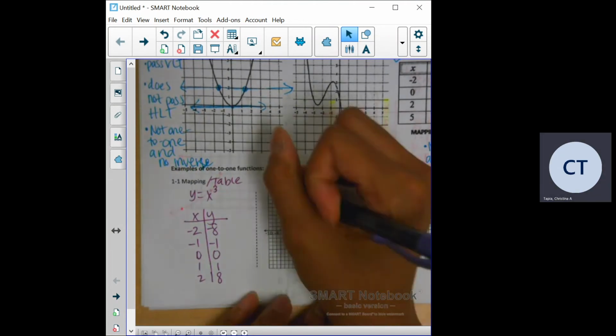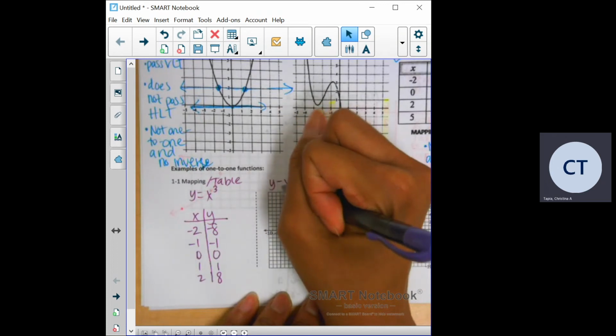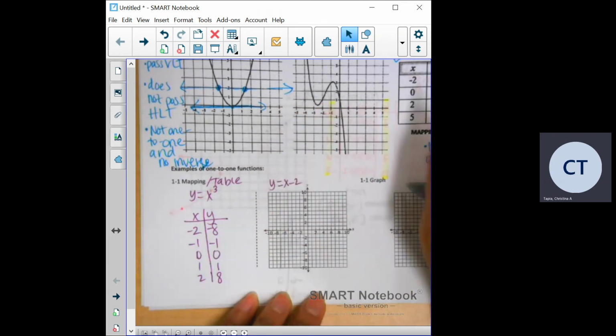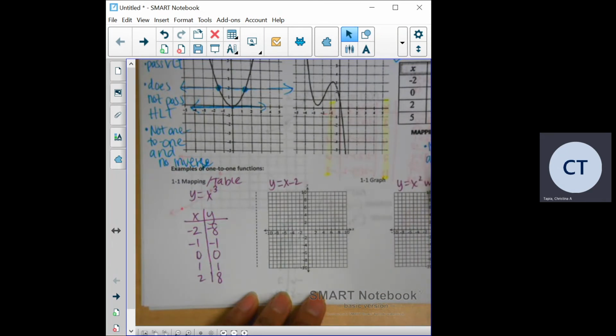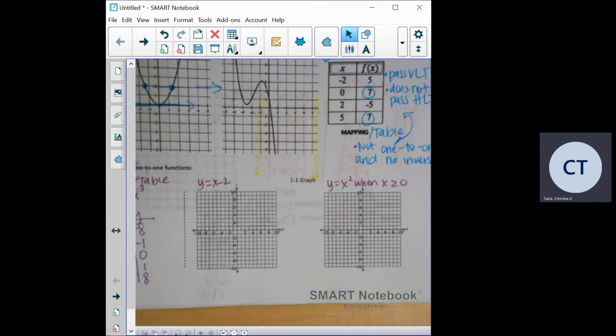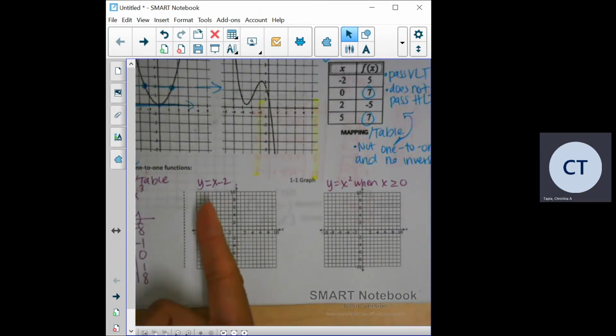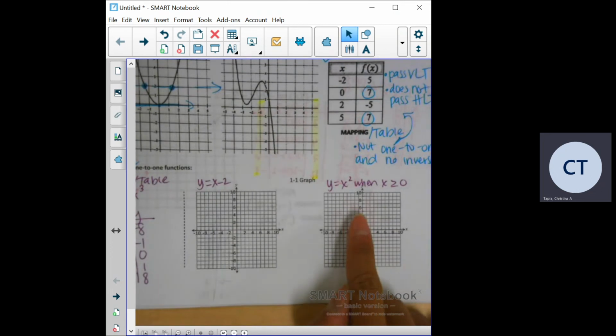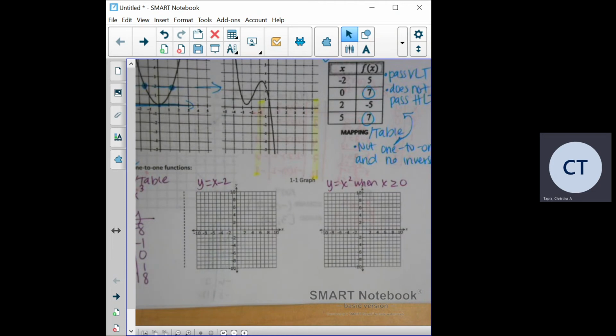On these two graphs, I want you to graph y equals x minus 2 and y equals x squared when x is greater than or equal to 0. These two are one-to-one. Graph this line, very simple. For x squared, when x is greater than or equal to 0, think about how to graph that. We did piecewise functions earlier in the semester. You should be able to graph x squared when x is greater than or equal to 0.